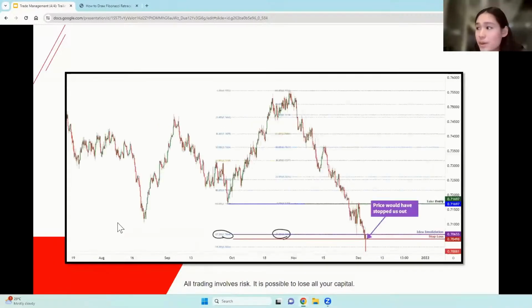Okay, that's basically it. Yeah, so if we didn't do that, price would have stopped us out because price actually continued to drop.